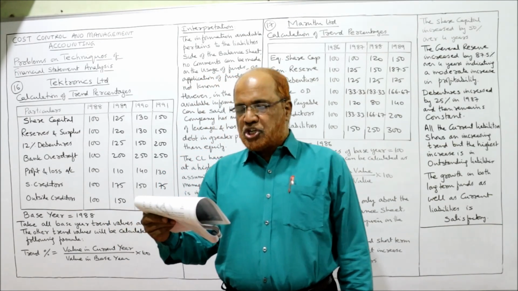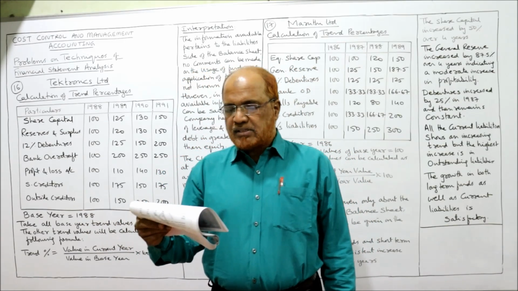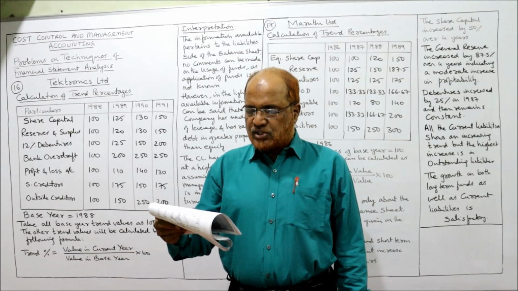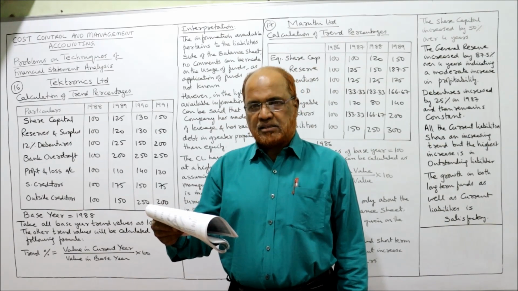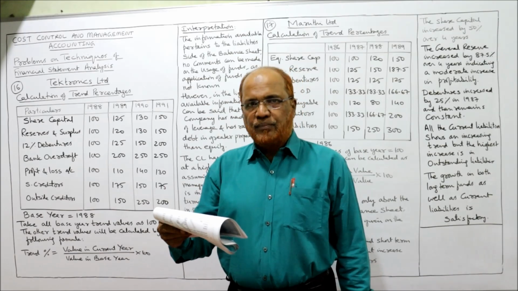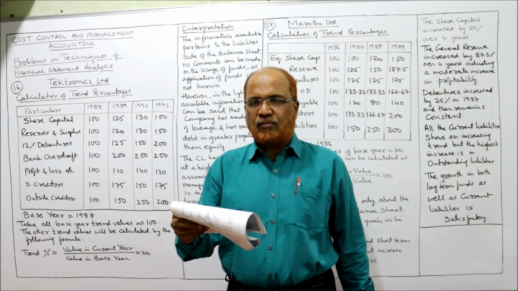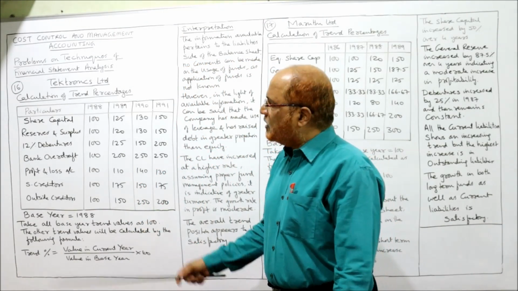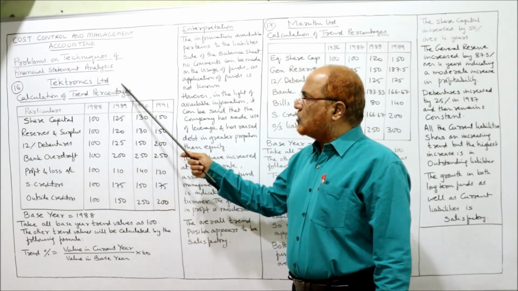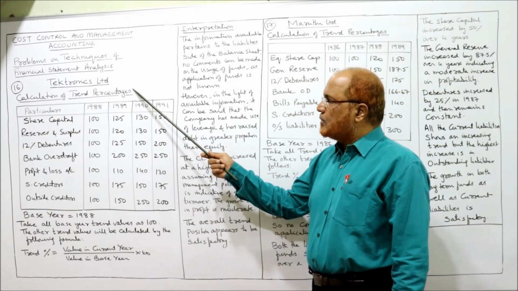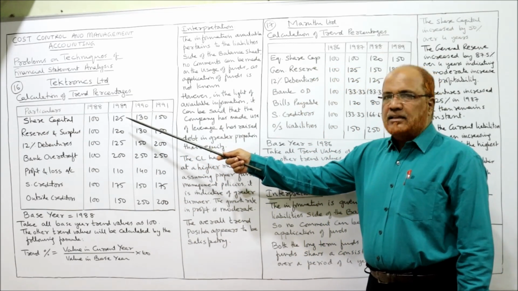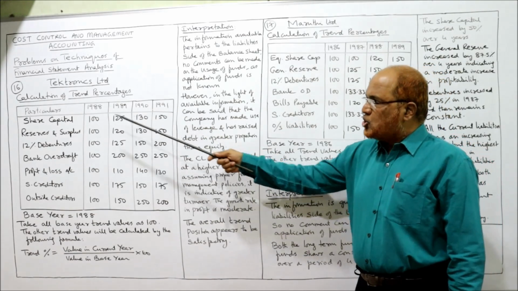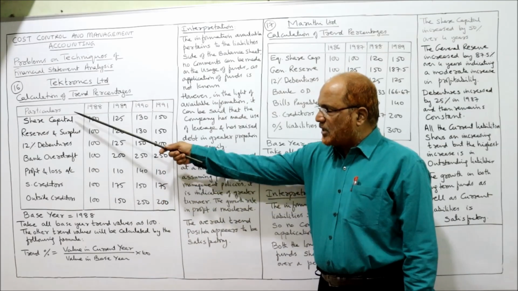So here data is given: share capital, reserves and surplus, 12% debentures, bank overdraft, profit and loss accounts, sundry creditors, outside creditors. So these are the items given for which all the values are given from 1988 to 1991. So how to calculate the trend percentages you can see here. Tektronix Limited calculation of trend percentage. Now particulars 1988, 1989, 1990, 1991. Share capital. All the items I have taken here.